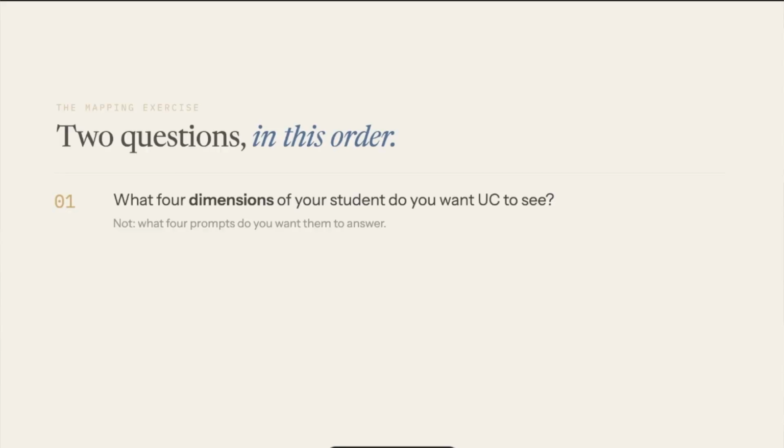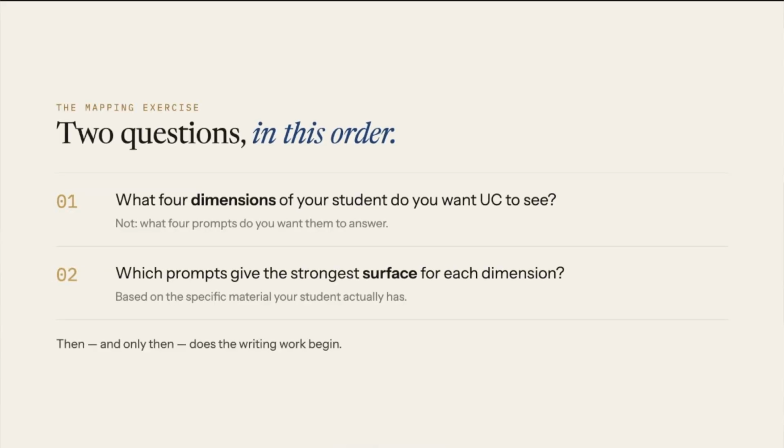Okay. Here's what to do with all of this. Before your student writes a single PIQ response, sit down and do the dimension mapping exercise. 2 questions in order. Question 1, what 4 dimensions of your student do you want the UC to see? Not what 4 prompts do you want them to answer. What 4 dimensions of who your student is?